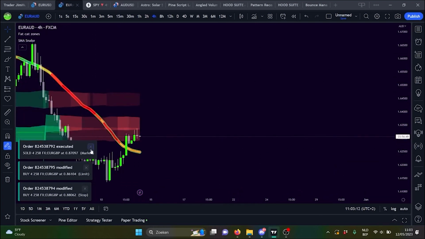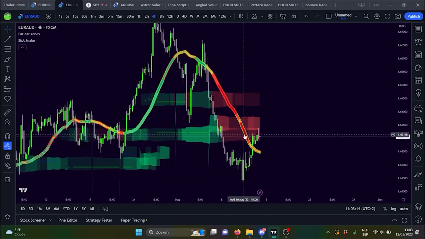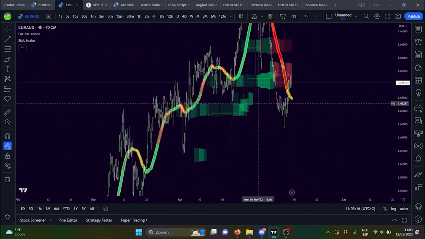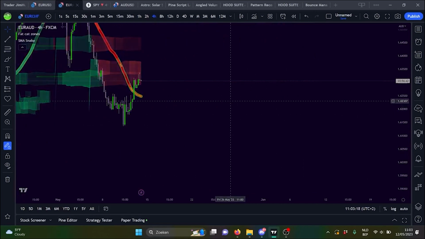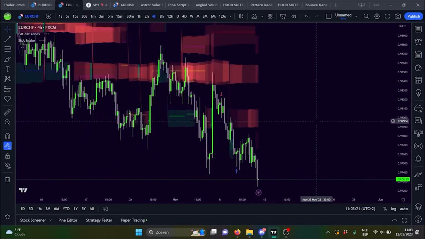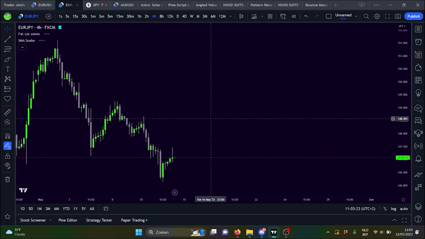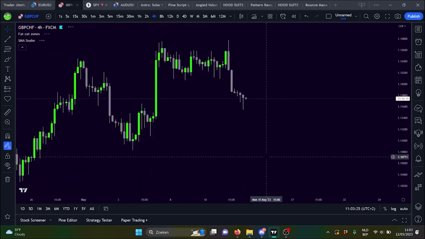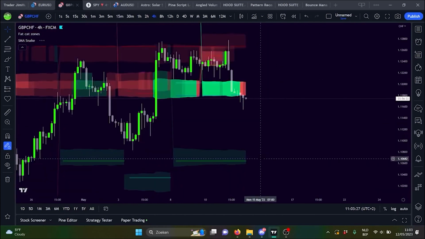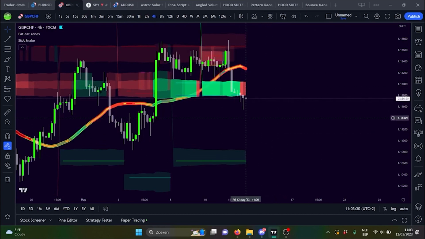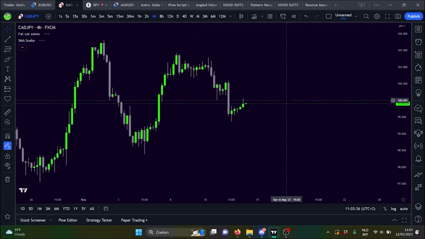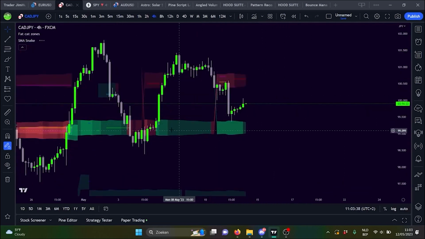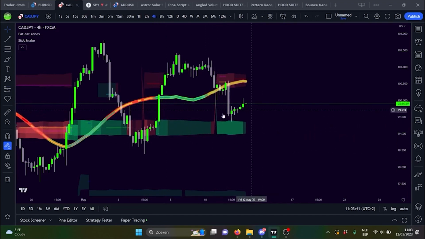Here we got a similar situation, but it hasn't broken down yet. Again, waiting for it to move a bit lower, then a retest, then a reaction, and then we enter. Waiting for a double bottom on this one.